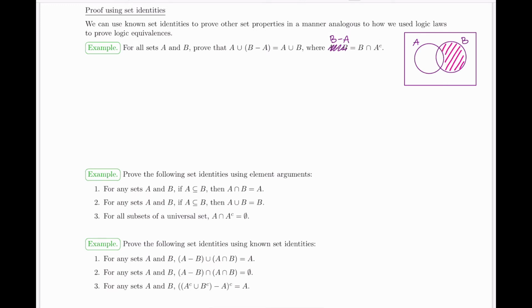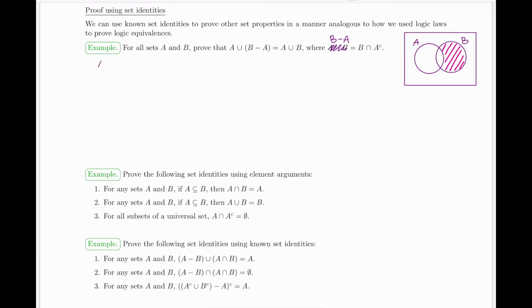All right, so now the way that we use set identities is we're going to start with one side of this alleged equality, and I'm going to throw some set identities at it, hopefully ending up with the right-hand side.